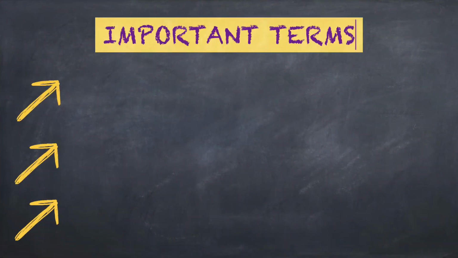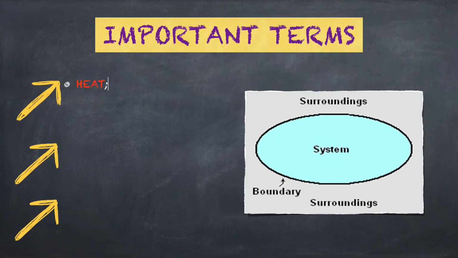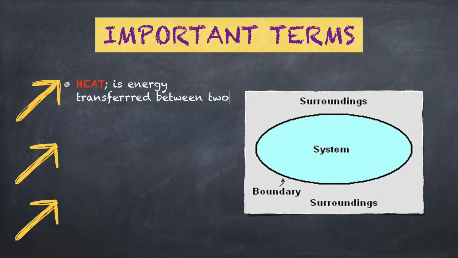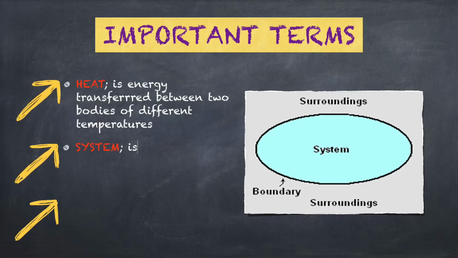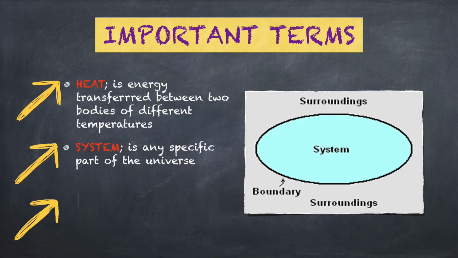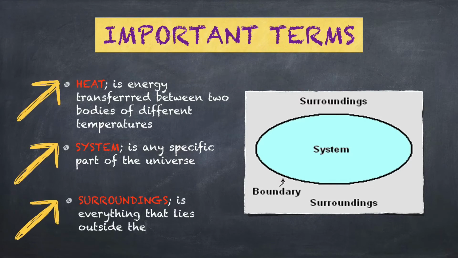Important terms you need to know. First, heat. Heat is energy transferred between two bodies of different temperatures. Second, system. System is any specific part of the universe. Third, surroundings. Surroundings is everything that lies outside the system.